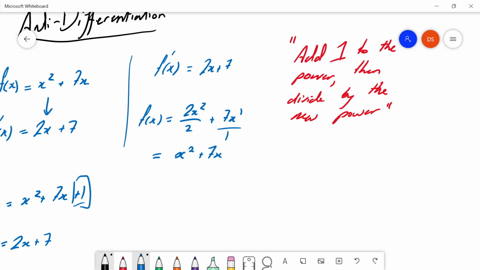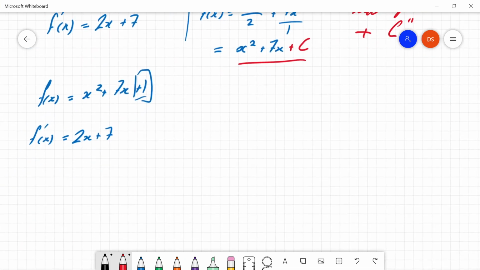And so what they decided in maths is after you add 1 to the power and divide by the new power, you must plus c. So you're adding a constant of integration because you don't know what information was lost as a constant. Every time you anti-differentiate, you must add a c at the end. Okay, that's really, really important. So let's try another one.